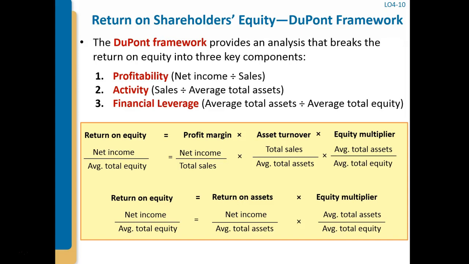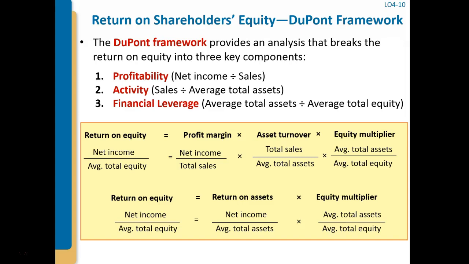So the DuPont framework provides a convenient basis for analysts that breaks return on equity into 3 key components: profitability, activity, and financial leverage. Profitability is measured by the profit margin, which is net income divided by sales. A higher profit margin indicates that a company generates more profit from each dollar of sales. Activity is measured by asset turnover, sales divided by average total assets. A higher asset turnover indicates that a company uses its assets efficiently to generate more sales from each dollar of assets.